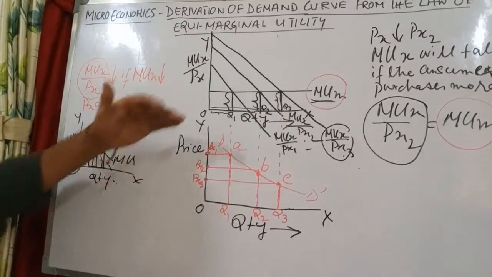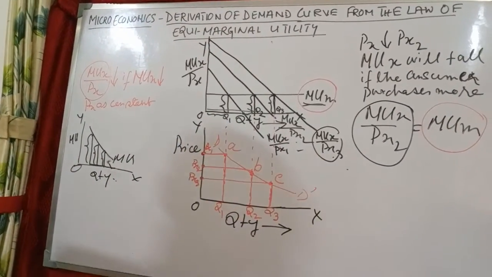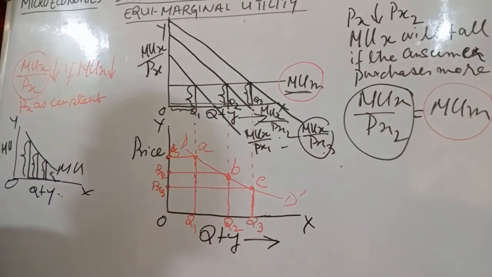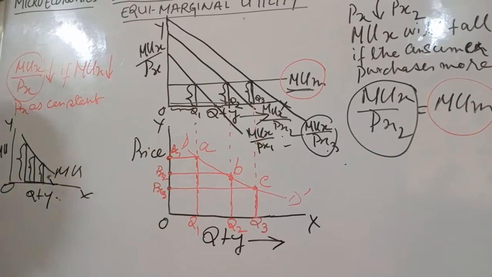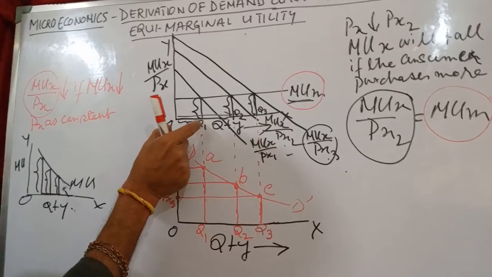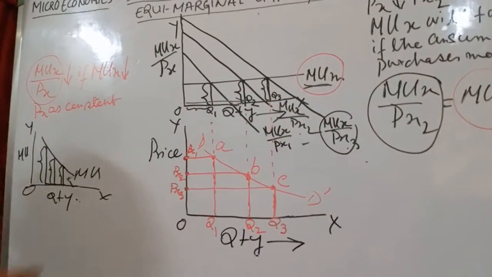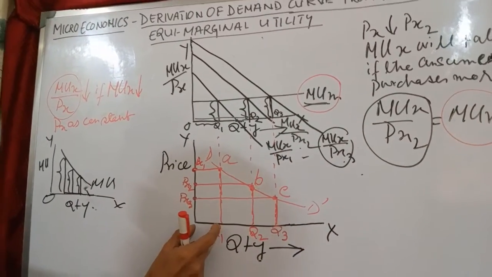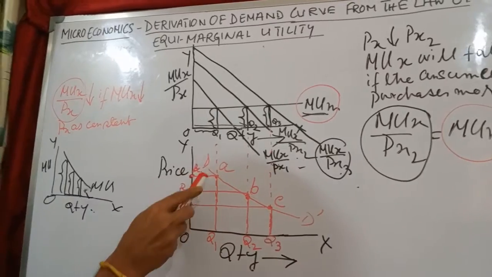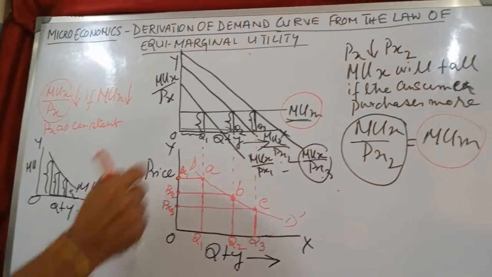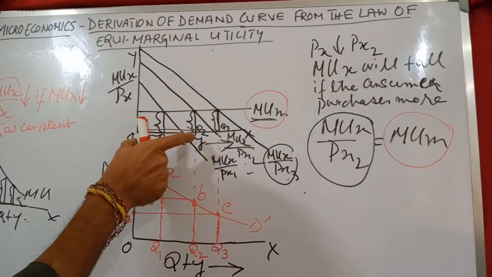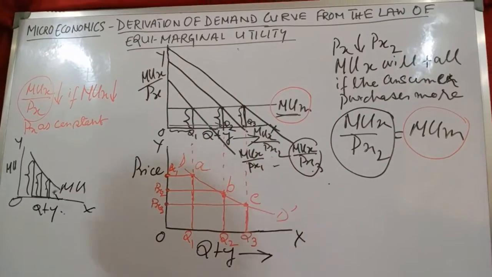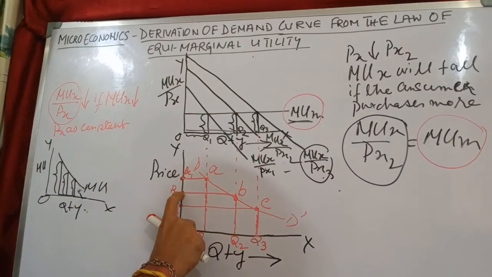Now, in the bottom part of this diagram, we have drawn the demand curve, which is derived from the upper part of the figure. OQ1 is the quantity demanded or quantity consumed by the consumer at Px1 price. So here we have plotted OQ1 and Px1. We have got point A. OQ2 is demanded or consumed by the consumer when price is Px2, that is, price has fallen from Px1 to Px2. We have plotted OQ2 and OP2. We have got point B.